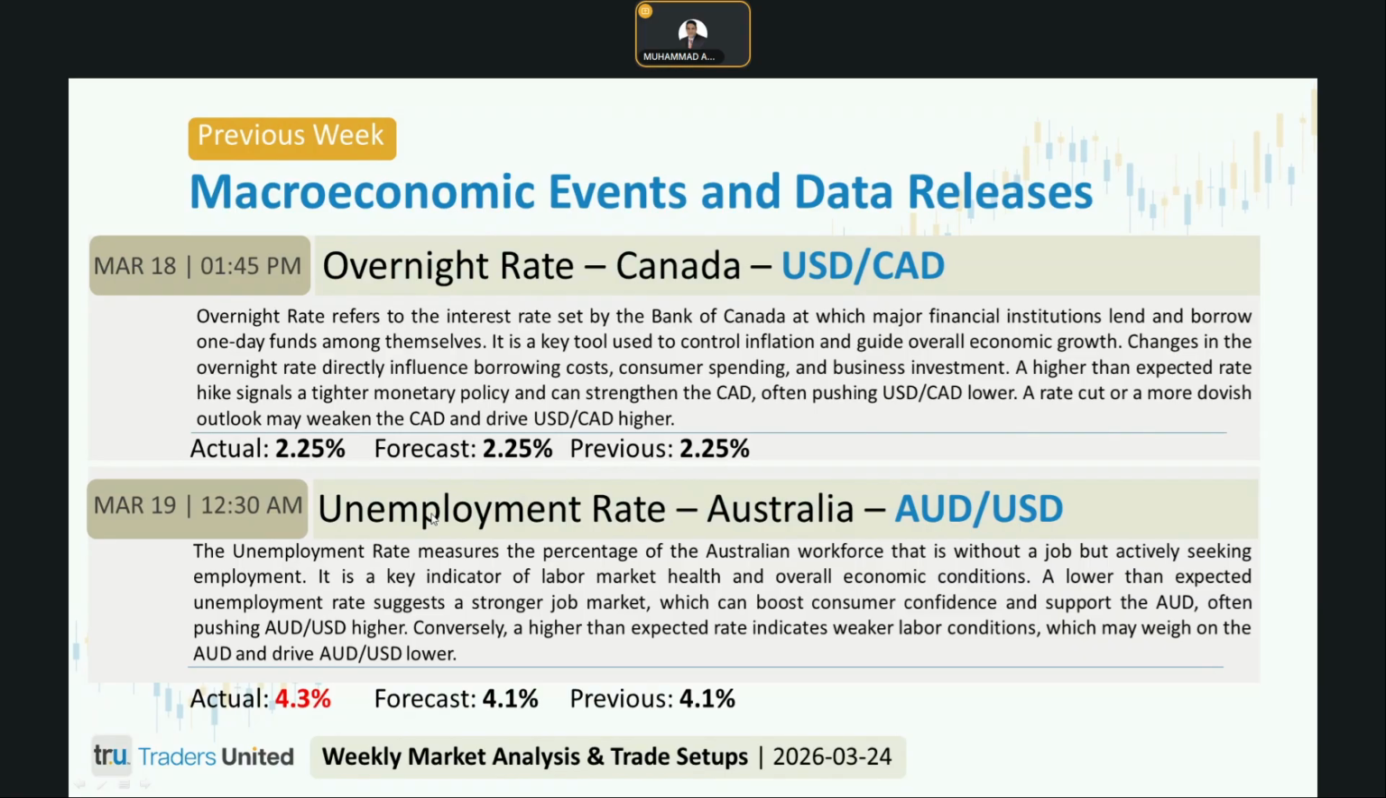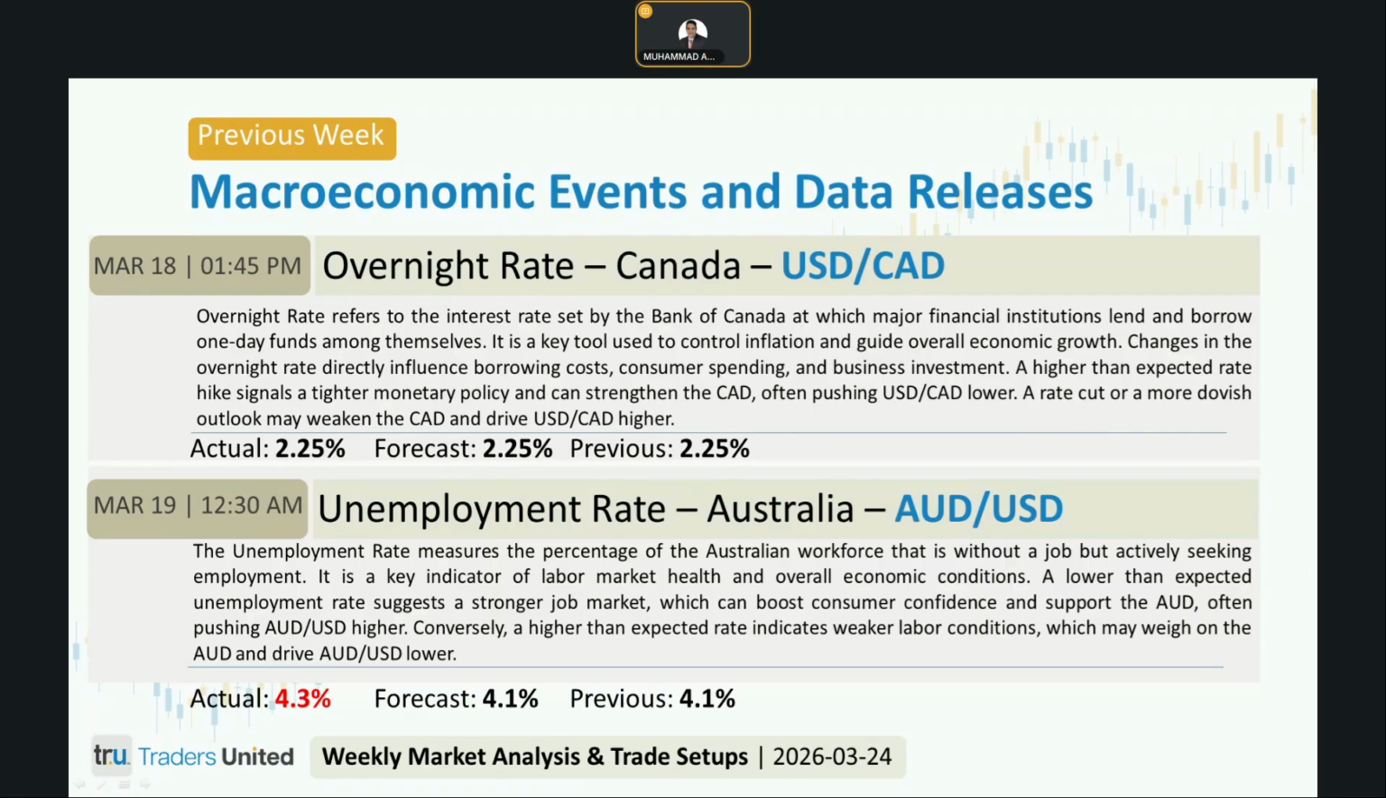The next one is the unemployment rate in Australia. Now, what is the unemployment rate in Australia? The unemployment rate measures the percentage of the Australian workforce that is without a job but actively seeking employment. It is a key indicator of labor market health and overall economic conditions.